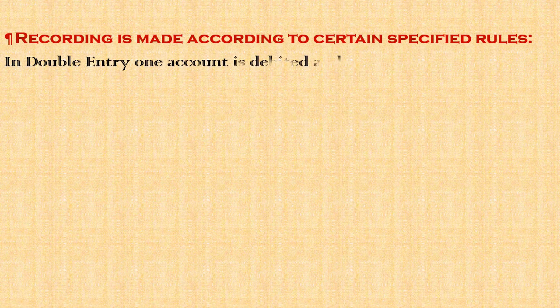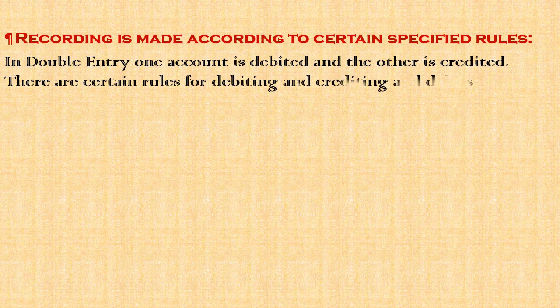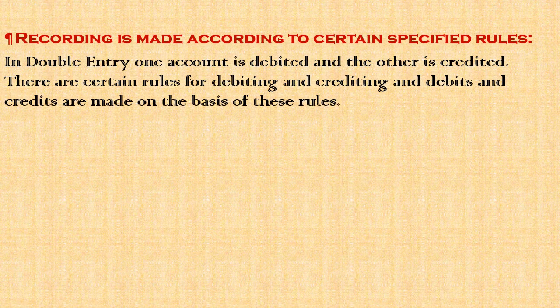Next we have: recording is made according to certain specified rules. When we do the journal entry, we do not simply go on doing it. In double entry, one account is debited and the other is credited. There are certain rules for debiting and crediting, and very soon we will be learning about these rules. Based on the rules we have to debit the particular account and credit the particular account. You cannot just make a choice and debit something and credit something. It has to be based on the rules.